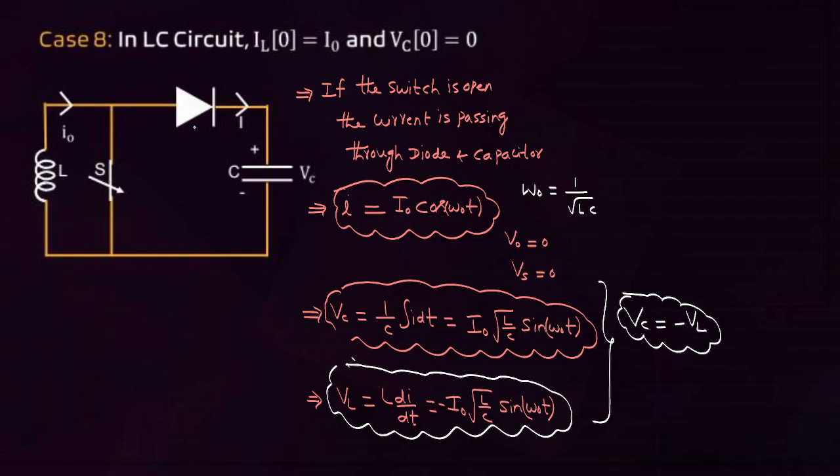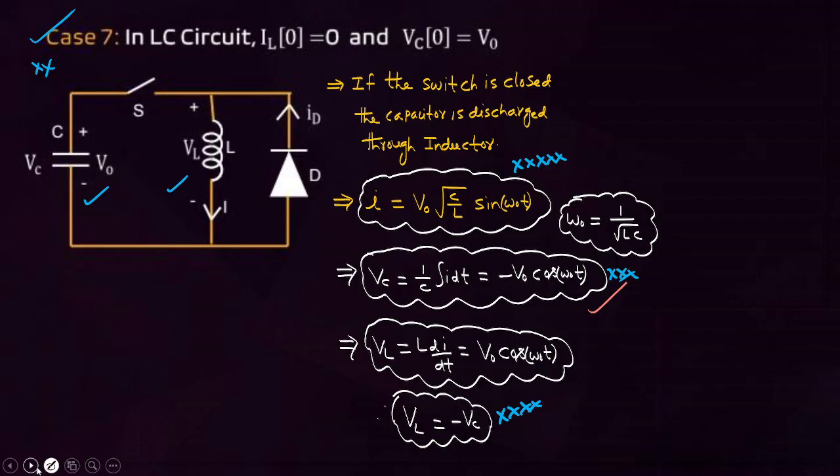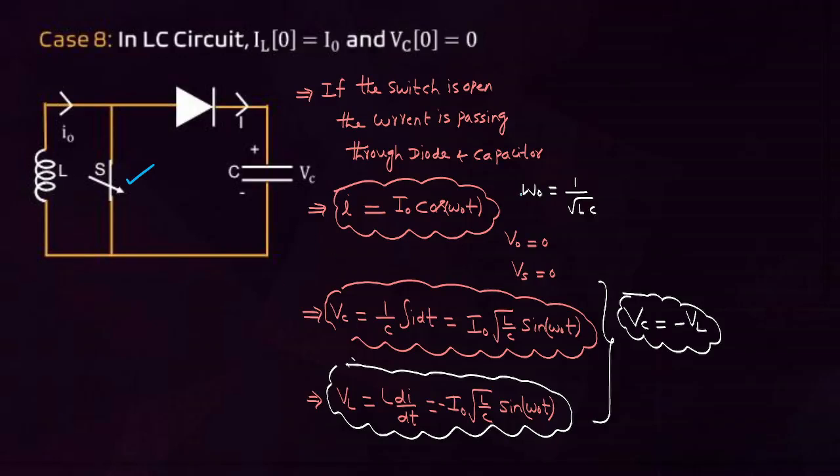Then case 8, students. This is the LC circuit, parallel LC circuit with parallel switch arrangement. Here the series switch arrangement, here the parallel switch arrangement. In this case, what is the I expression? I naught into cos omega naught t. What is the Vc expression? I naught into square root of L by C into sin omega naught t. What is the VL expression? I naught into square root of L by C into sin omega naught t.